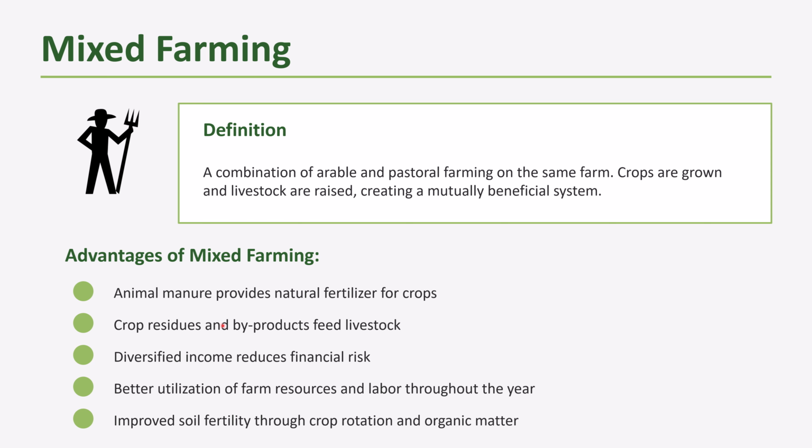Animal manure provides natural fertilizer for crops. Crop residues and byproducts feed livestock. Diversified income reduces financial risk, there is better utilization of farm resources and labor throughout the year, and soil fertility improves through crop rotation and organic matter. Essentially, mixed farming creates a closed loop system that is often more sustainable.